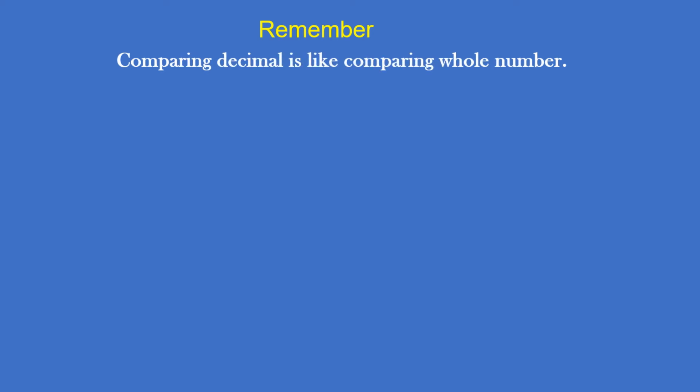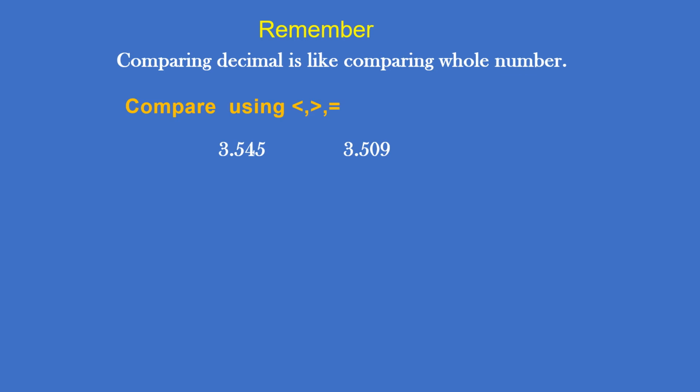Let's remember, guys, that comparing decimal numbers is exactly like comparing whole numbers. So let's solve an example. If I said compare using less than, greater than, or equal, the two numbers 3.545 and 3.509, how do we compare those two numbers easily?